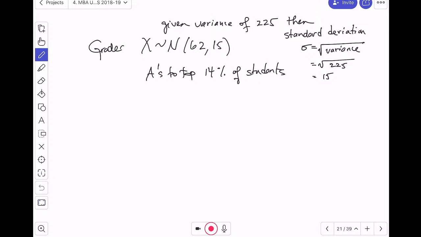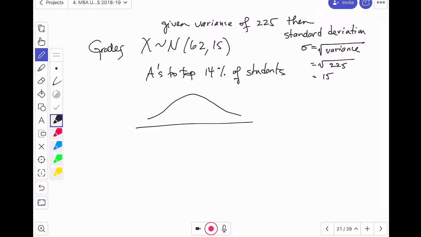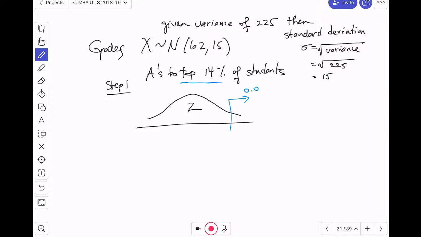So these are the grades. And the teacher wants to give an A to the top 14%. So what she's trying to do, given a percentage, you want to find the score, right? So this is the backward problem. We do 2 steps. Step 1 is we just deal with the z, this is the z curve. And I mark the top 14%, let's say here. So this is 14% under the curve here.